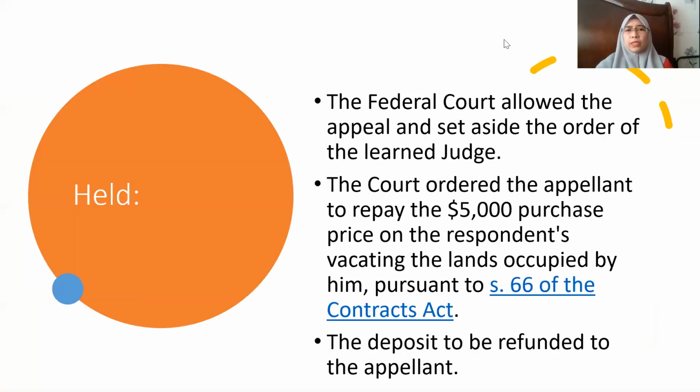The Federal Court allowed the appeal and set aside the order of the learned judge of the lower court. The court ordered the appellant to repay the 5,000 purchase price, meaning we restore, upon the respondent vacating the lands occupied by him. The court made an order by virtue of Section 66, and asked the deposit to be refunded. Here you vacate the property, you return the property, and the deposit has to be refunded as well, whatever payment was made for the sale transaction.